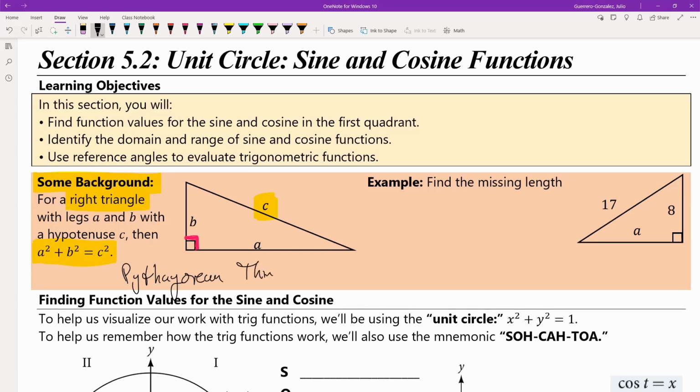Okay, and I'm going to skip doing the example. I want to do it during class, so if you want to try it, go ahead, but I'm going to skip it. I'm going to have everybody do it in class with everybody else.